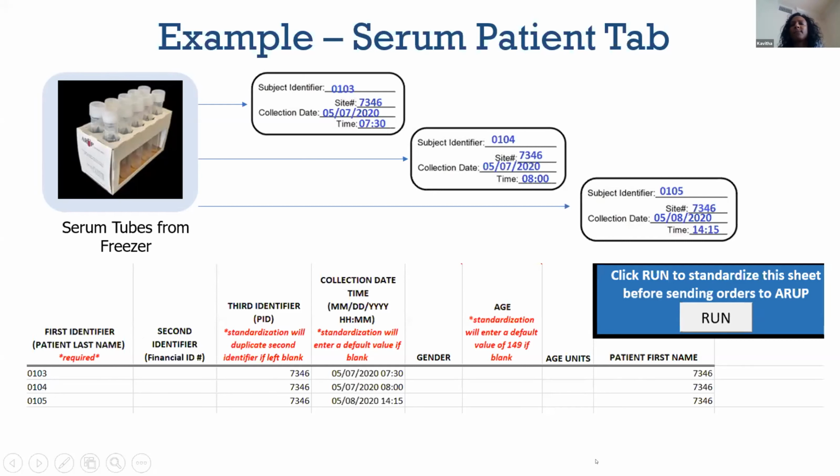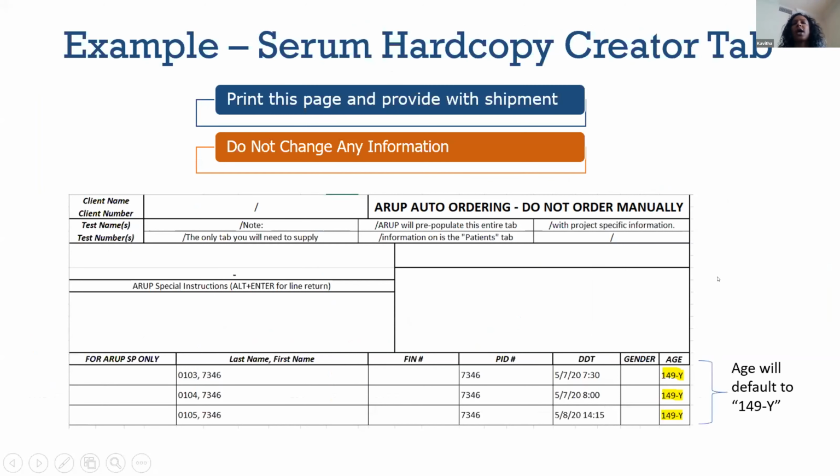So I hit run, and the third tab creates what's called a hard copy creator tab. It's basically the page you're going to print and provide in your shipment. The age automatically defaults to 149. Don't worry about it because we're not collecting age. Everybody's going to have that on their spreadsheet.